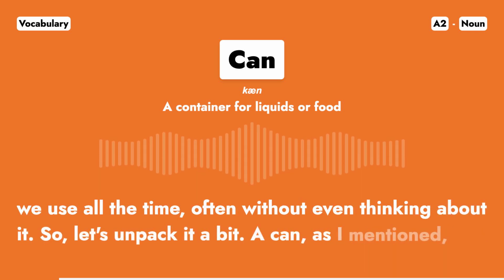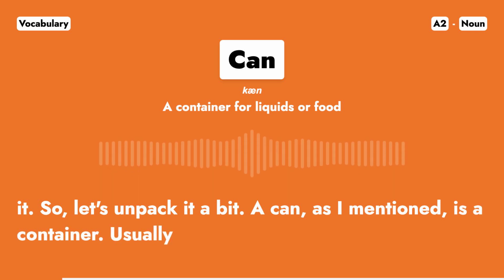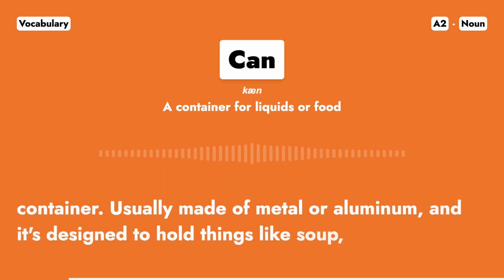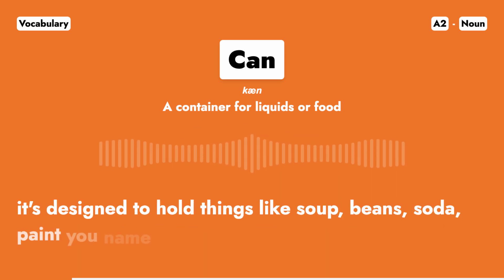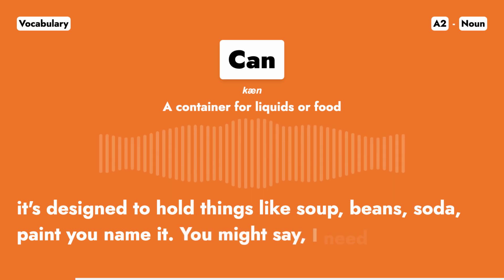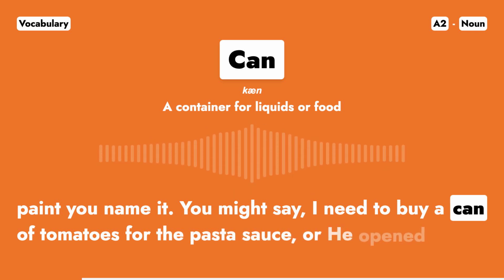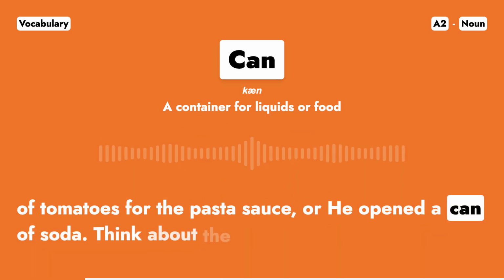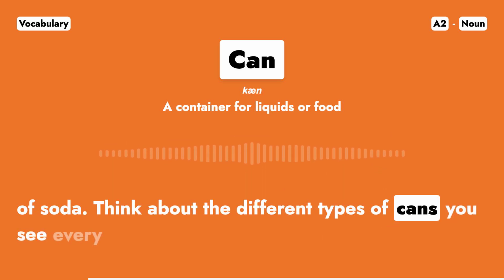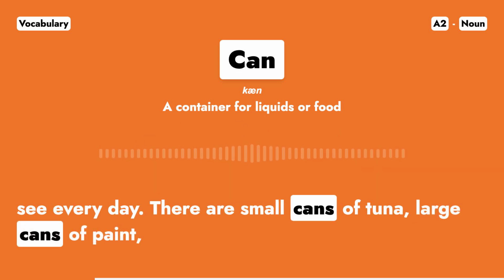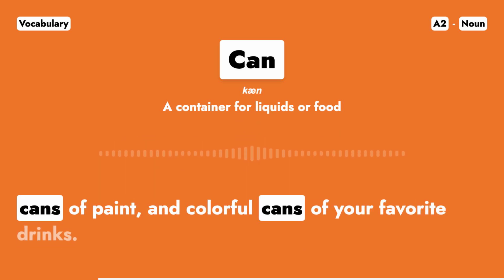A can, as I mentioned, is a container, usually made of metal or aluminum, and it's designed to hold things like soup, beans, soda, paint, you name it. You might say, I need to buy a can of tomatoes for the pasta sauce, or he opened a can of soda. Think about the different types of cans you see every day. There are small cans of tuna, large cans of paint, and colorful cans of your favorite drinks.